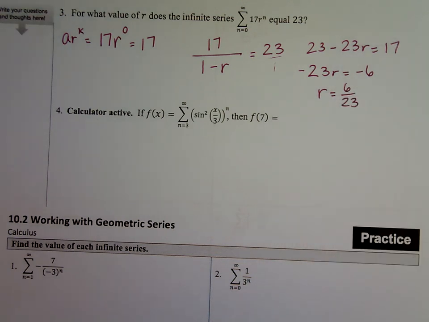That's the value of r. Last example, calculator active. Let's see how this goes. If this is your sum, then what's f of 7?